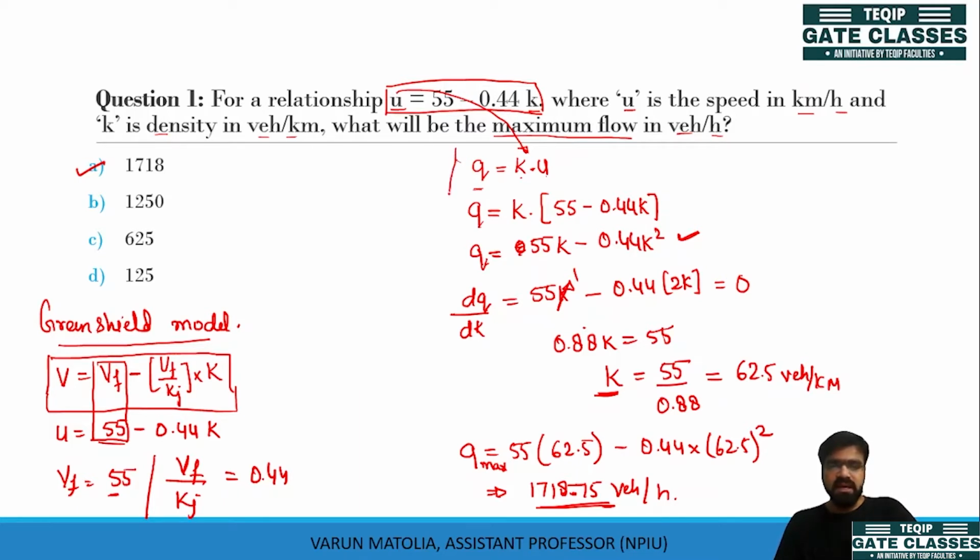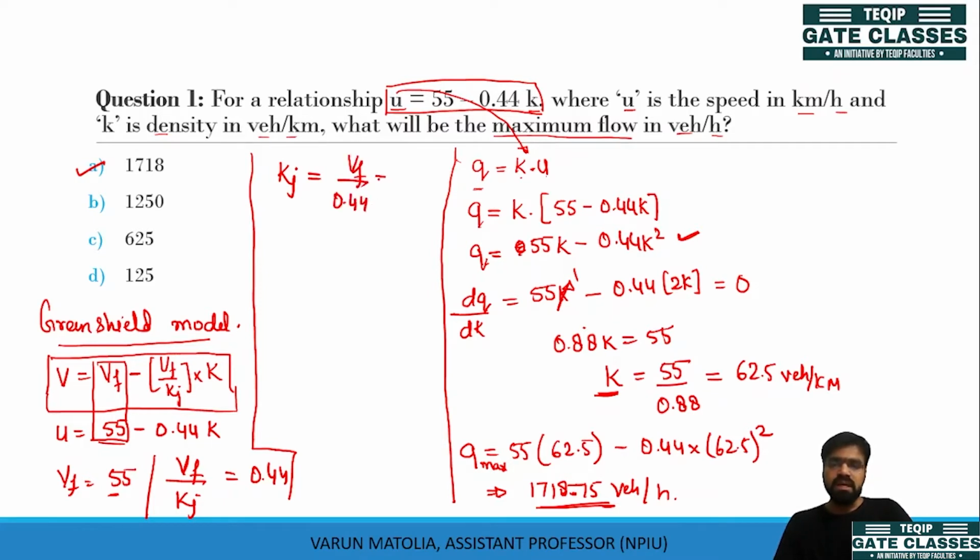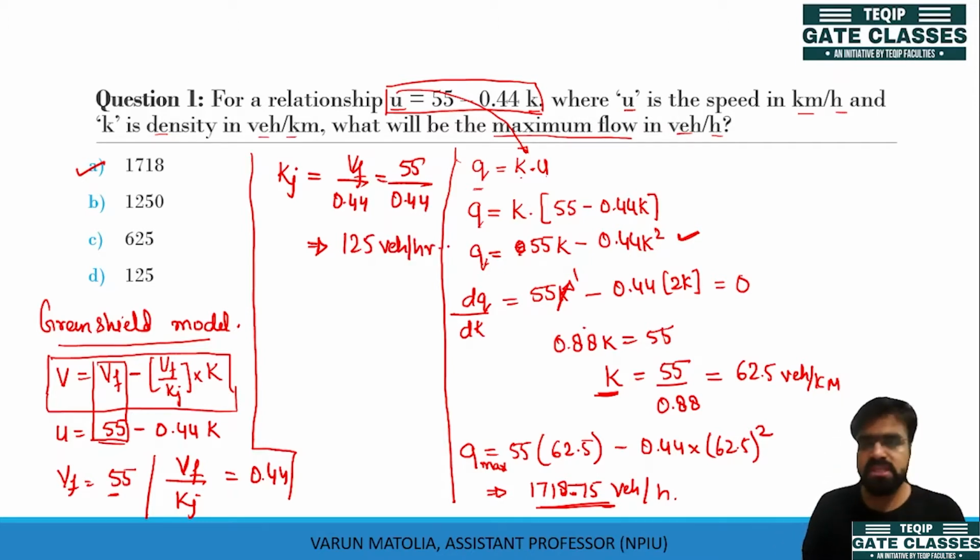Let us solve these equations in another way. We will find out the value of kj, that is equals to Vf by 0.44, and this is equals to 55 divided by 0.44. The value which will come out is 125 vehicle per kilometer. So this is the value which is the jam density.